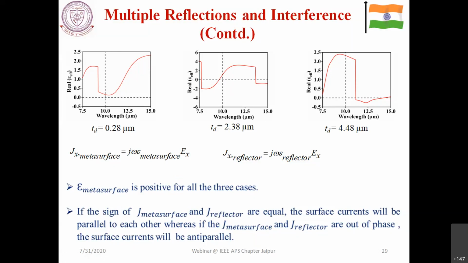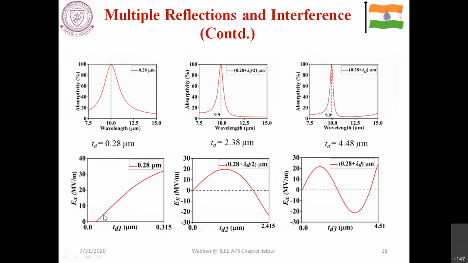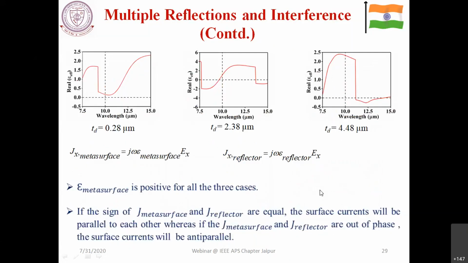Now consider epsilon metasurface and epsilon reflector. Epsilon reflector is always negative, right? The electric fields are parallel to each other, as I mentioned in the previous slide, for the first case as well as the third case. Since they are parallel to each other, Jx metasurface and Js reflector will have opposite signs. If one is plus, the other will be minus. So you have an antiparallel surface current.